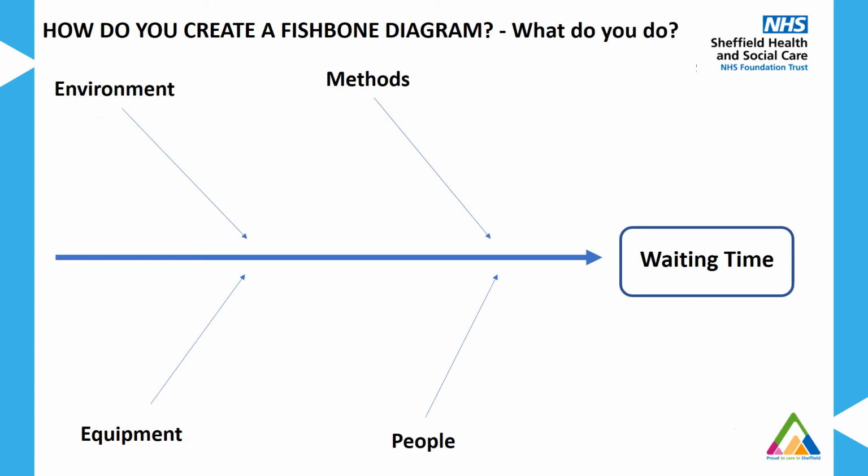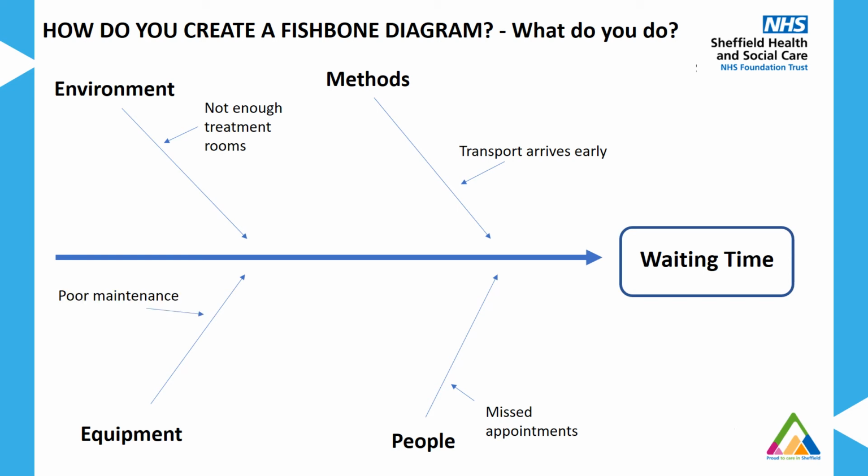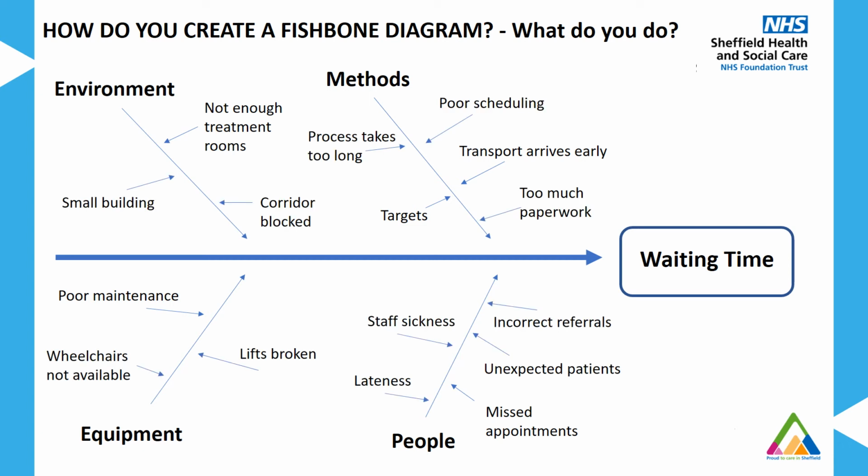After the brainstorming session, you will need to add the possible causes under the right category, slowly building it up until all the ideas of the possible causes have been added to the diagram. So, not enough treatment rooms, add that to the environment. Missed appointments, add that to the people category. Transport arrives early, add that to methods. Poor maintenance, under equipment. Targets, under methods, and so on, until you've completed the whole diagram. If there are any that don't fit under the major categories, you may need to add a new category.